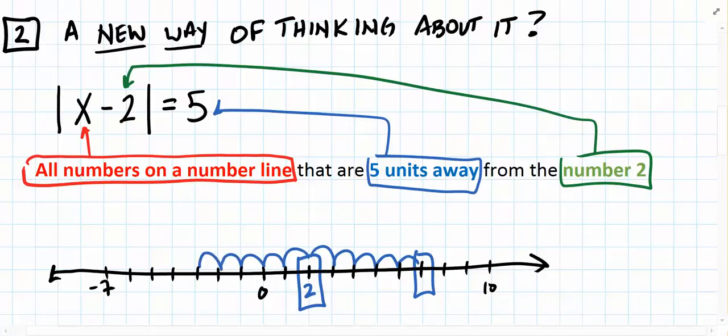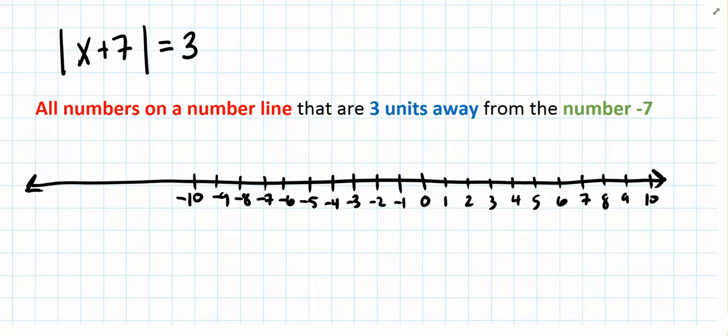What are these numbers? Well, this is 2, 3, 4, 5, 6, 7. Here's the number 7. And then this is the number negative 1, negative 3. So to me, this represents, well, the only two numbers that are 5 units away from the number 2 are negative 3 and 7. So that must be the answer. Take a look at this one.